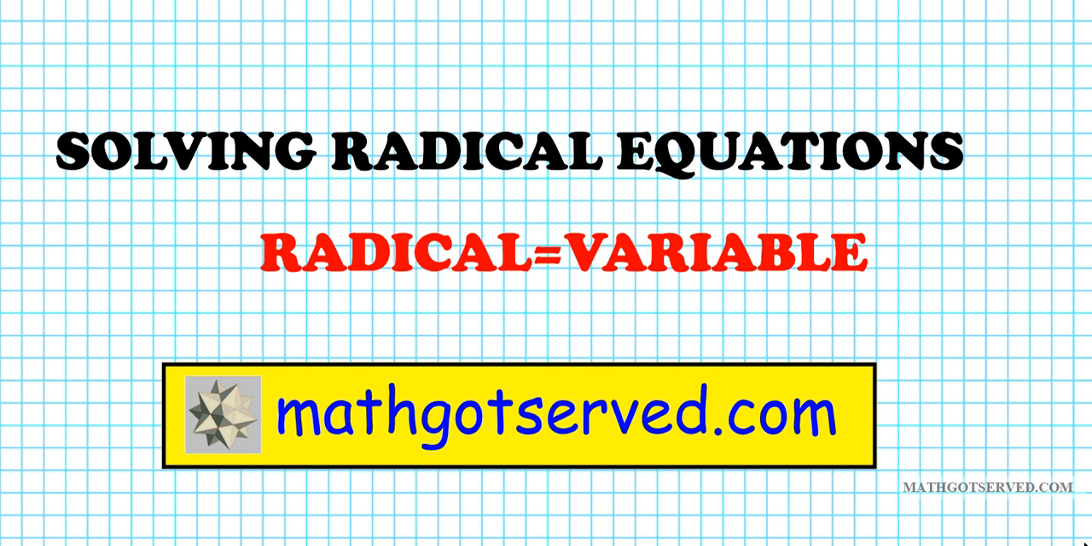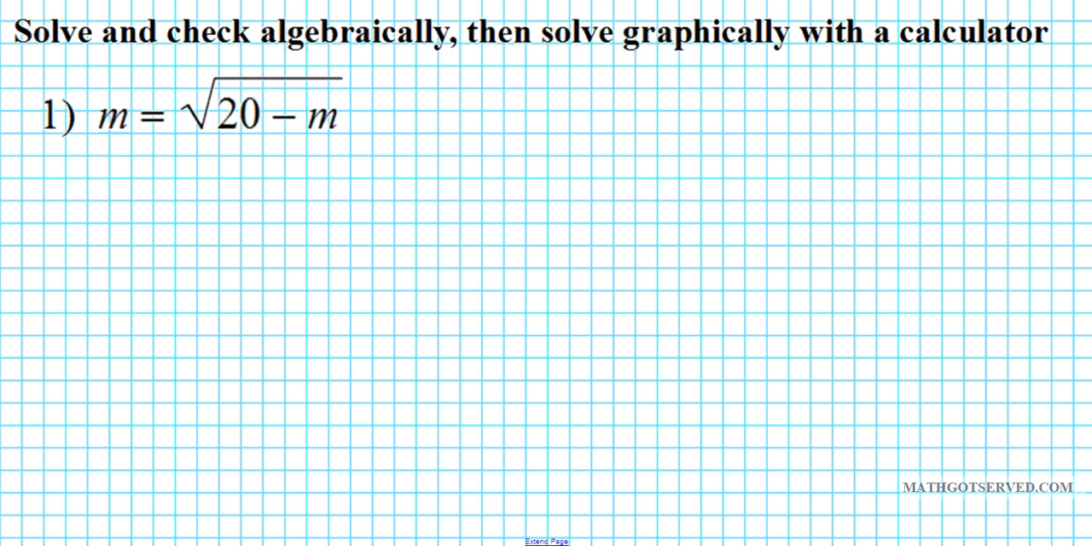In this clip, we're going to be going over how to solve radical equations, the case where a radical is equal to a variable. All right, let's take a look at question number 1. The instructions are for us to solve and check the given radical equation algebraically and then solve graphically with a calculator. We're going to start out with our algebraic solution. We'll solve this equation algebraically first, and then we'll do a check and solve graphically.